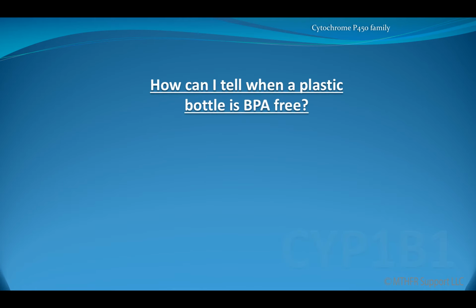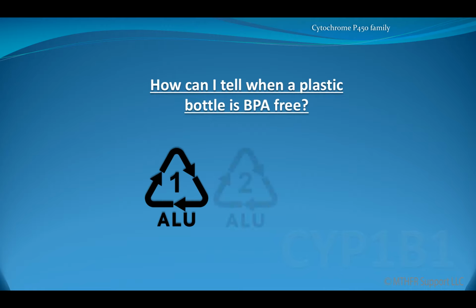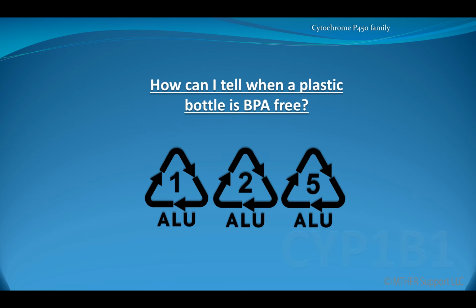How can I tell when a plastic bottle is BPA-free? There is usually a little triangle at the bottom of plastic bottles which contain a number. The numbers 1, 2, and 5 at the bottom of plastic bottles are BPA-free.